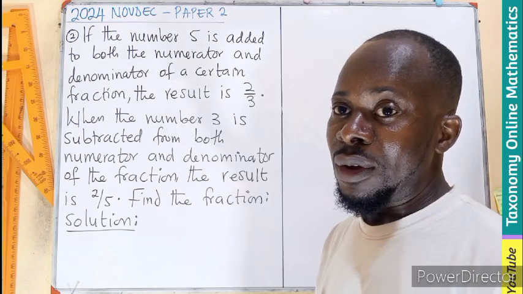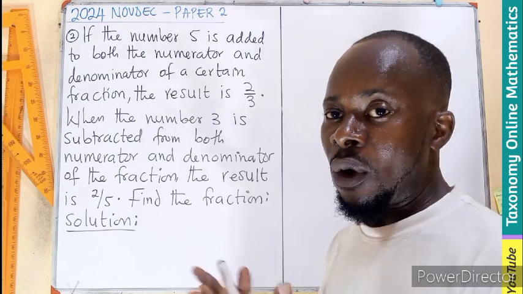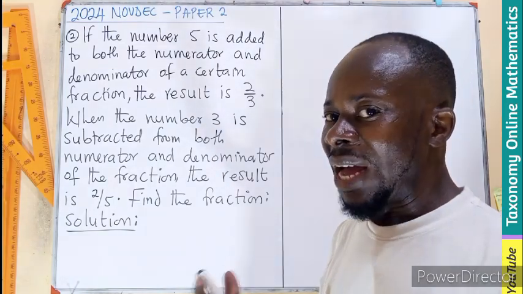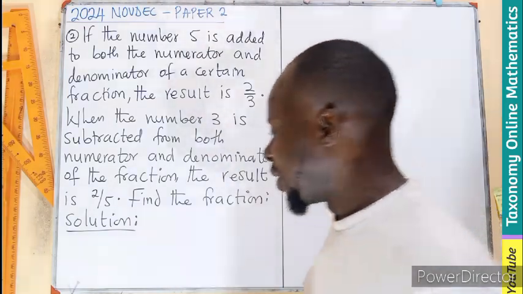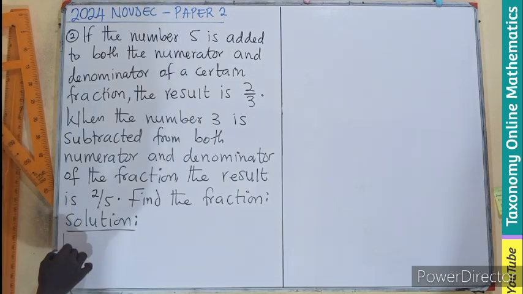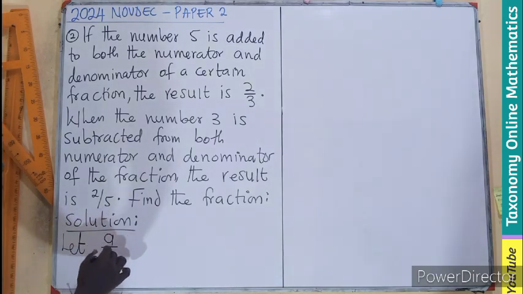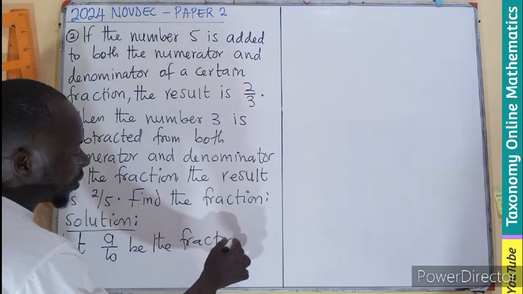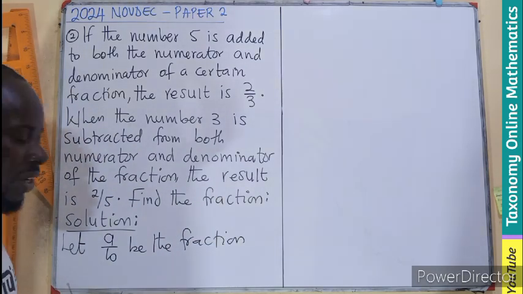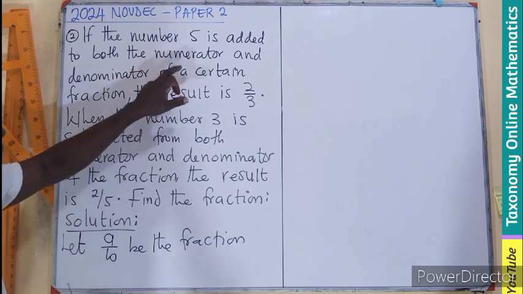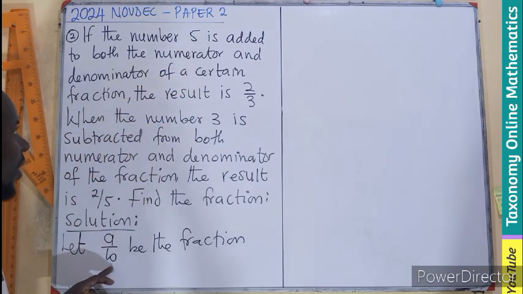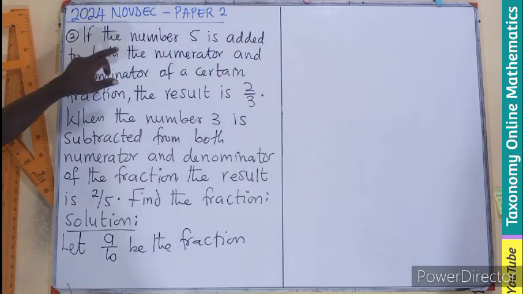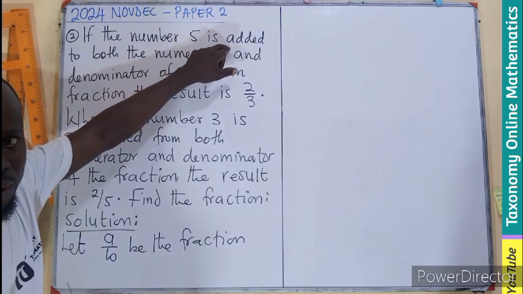We know fractions are in the form a over b or x over y. That is the fraction. So we can't tell what is the numerator or the denominator of this fraction. So we can just say let a on b be the fraction we are asked to find, right? And in this fraction, the a is the numerator, that's the top of the fraction. The b is the denominator.